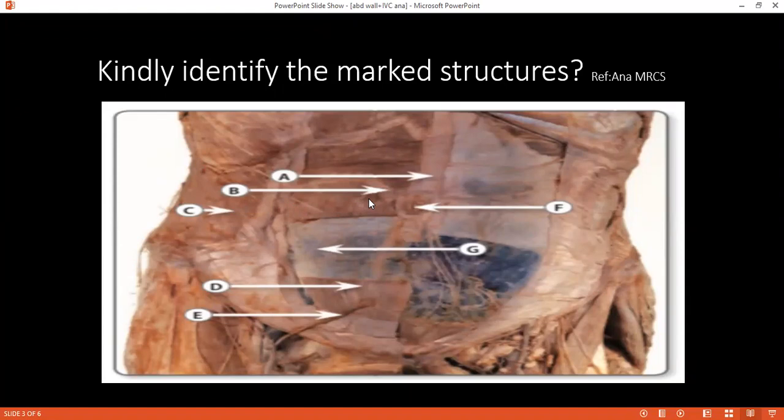B is a tendinous insertion. C was the external oblique, and D was the rectus abdominis. E was the superficial epigastric vessel, which is the vessel they are pointing at. F, you were correct, is the umbilicus, and G is the posterior rectus sheath. Good.